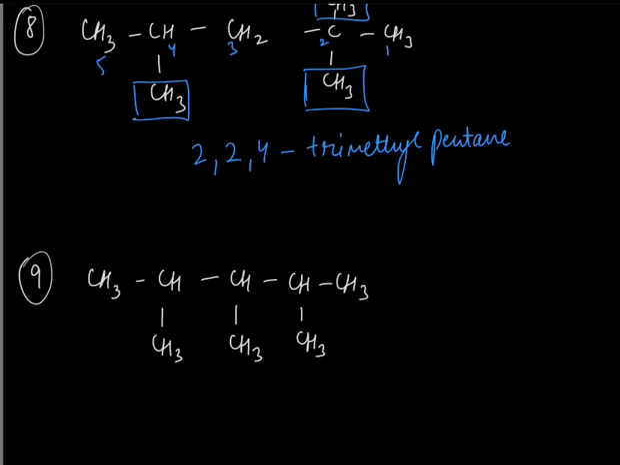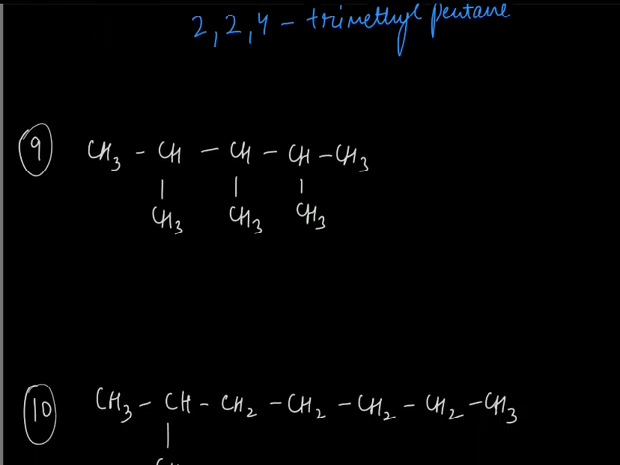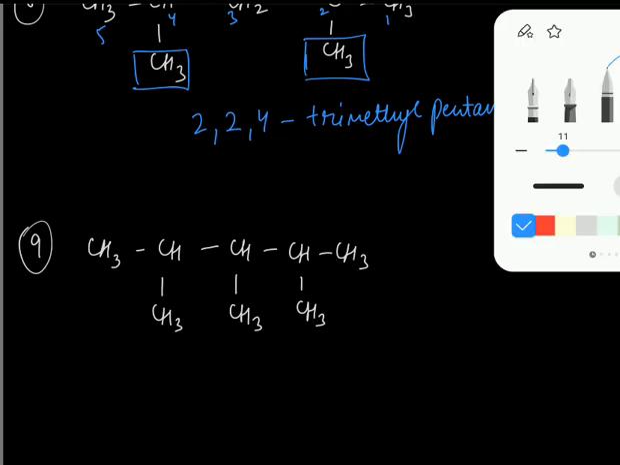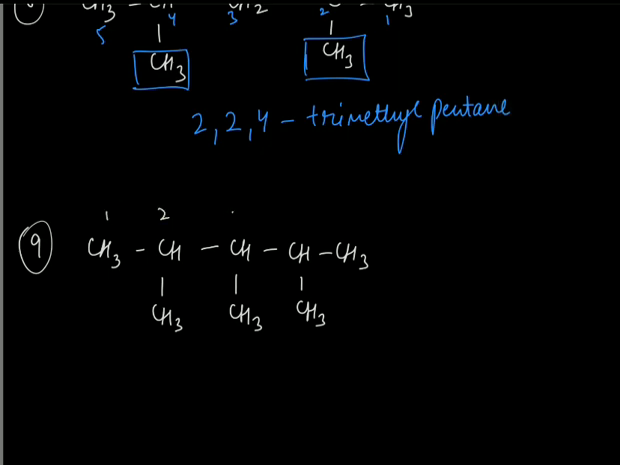Now moving to the next one. Now this is very simple. This is like you start from anywhere, right? We have one more. So you start from left hand side, you start from right hand side. The name will be exactly same. So let's start from left. 3, 4, and 5. You can number this also as 5. It's up to you. You can number this also as 1. It's up to you. So you can start from anywhere.